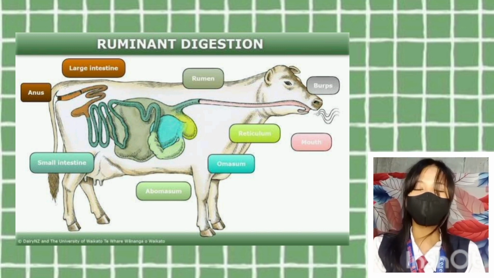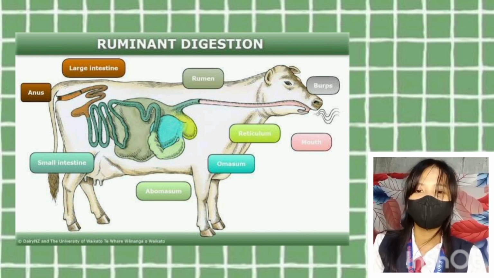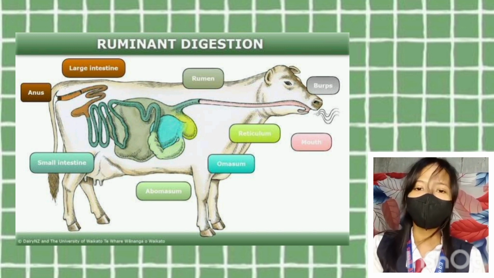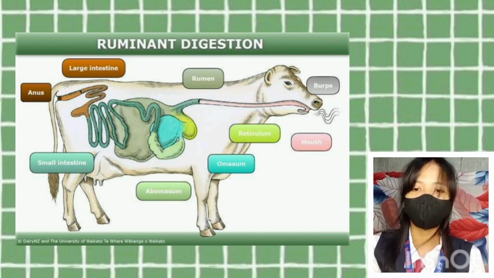What does the large intestine do in animals? The answer is, the large intestine of the dog and cat has evolved to serve two major functions: extraction of water and electrolytes from the fluid contents of the lumen and control of defecation.